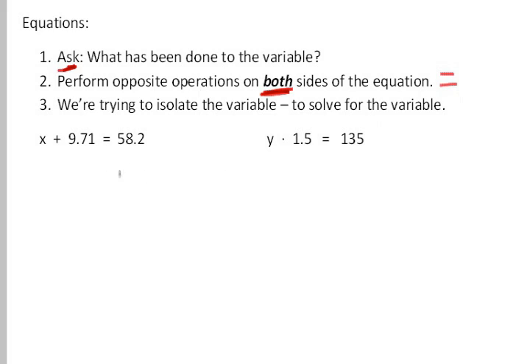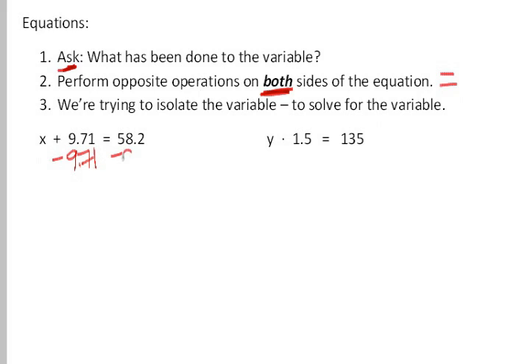So let's take a look at this example here. X plus 9.71 equals 58.2. On the left side, we look at that side because that's the side where the variable is. We ask, well, what has been done to X? 9.71 has been added. So we're going to do the opposite of adding 9.71, and we're going to show that we're subtracting 9.71 on both sides of the equation.